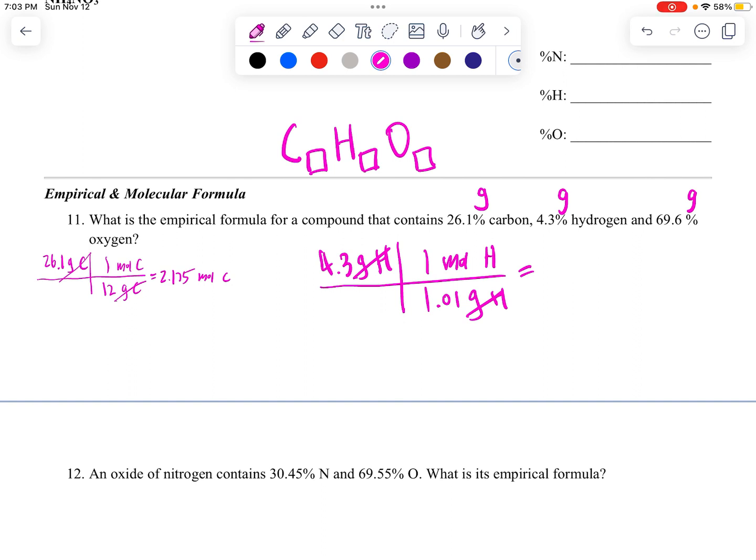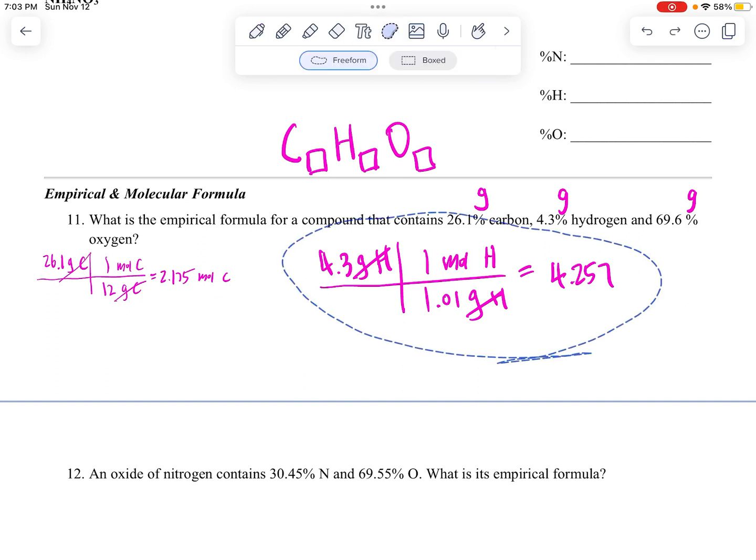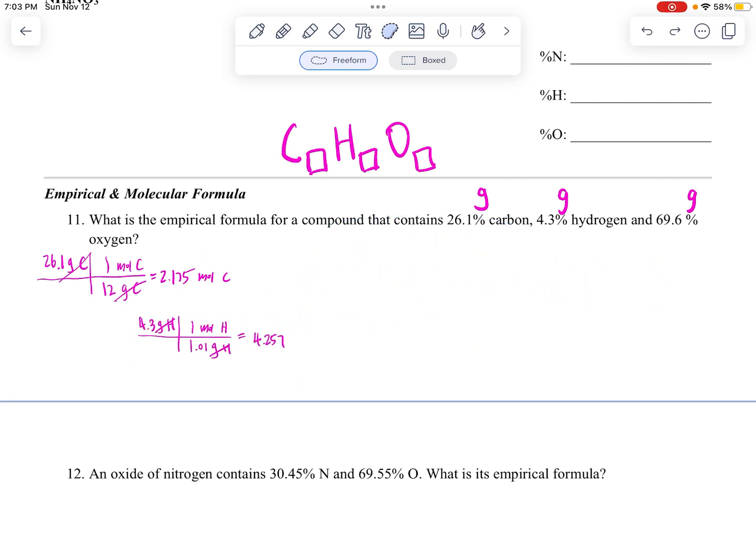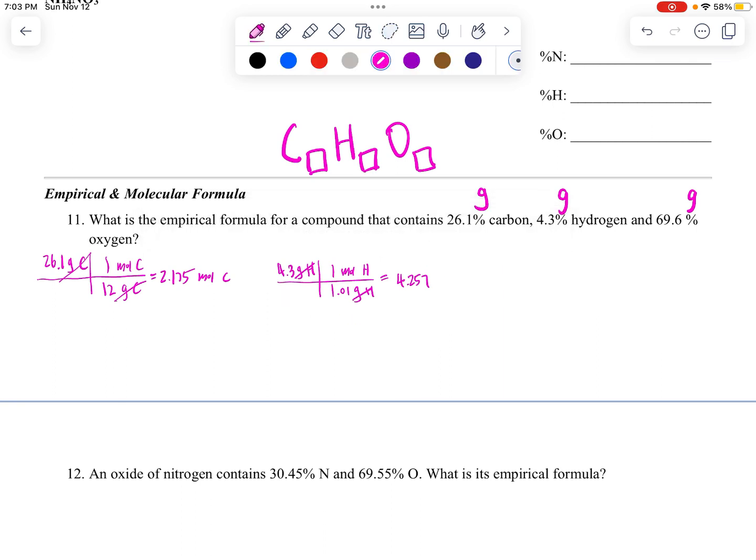That's going to give me 4.257. Now, why am I reporting to the nearest thousandth? Because if you look back at the number of moles of carbon, I left that in the thousandth decimal place. So I'm just being consistent here. Same thing, I'm going to shrink that a little bit and leave it in the middle. Let's move on to the third part, which is oxygen.